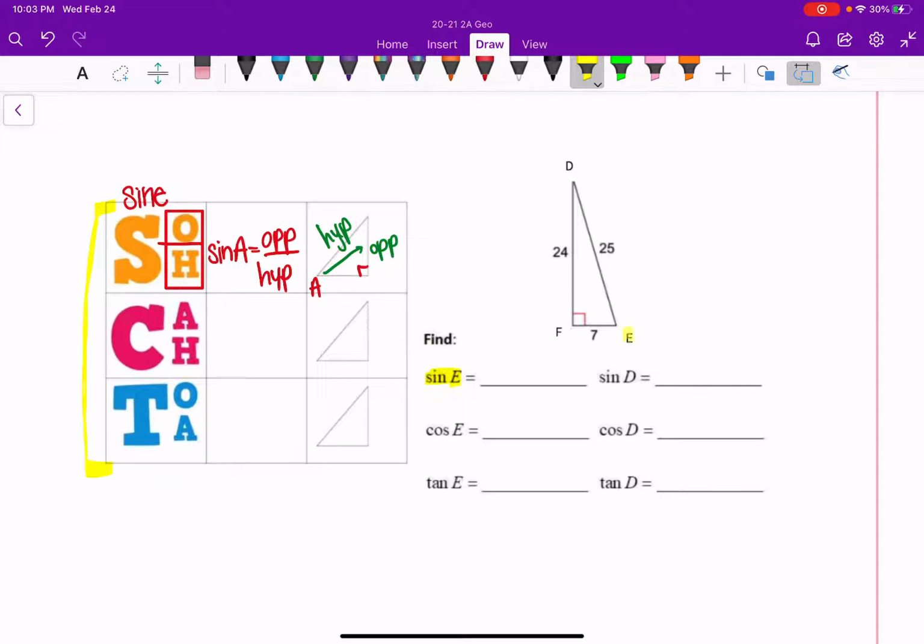So I go to E in my diagram, and at first I look for the side opposite of E. So side opposite is 24. Then I need the hypotenuse. And in this triangle, in any triangle, our hypotenuse is always across from the 90 degrees. So for this one, 24 over 25.